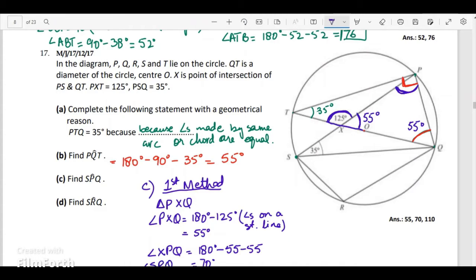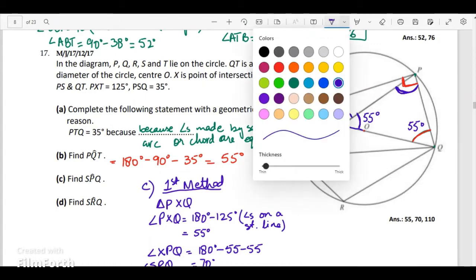You may refer to it as angle SPQ. Same thing. So this is the first method, where you look at angle PXQ. Now I'm going to use the other method, the second method right here. Let's just change the color for that.